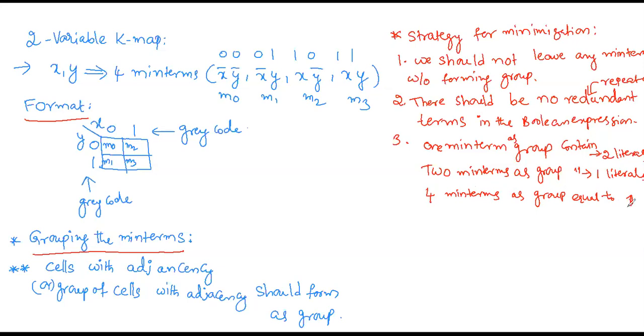Okay, this is the grouping strategy for minimization. Now we will see the examples: how to simplify the given Boolean function using K-map. Grouping I have to explain a lot, but I will do. First we will go with one example, otherwise you will get confused.